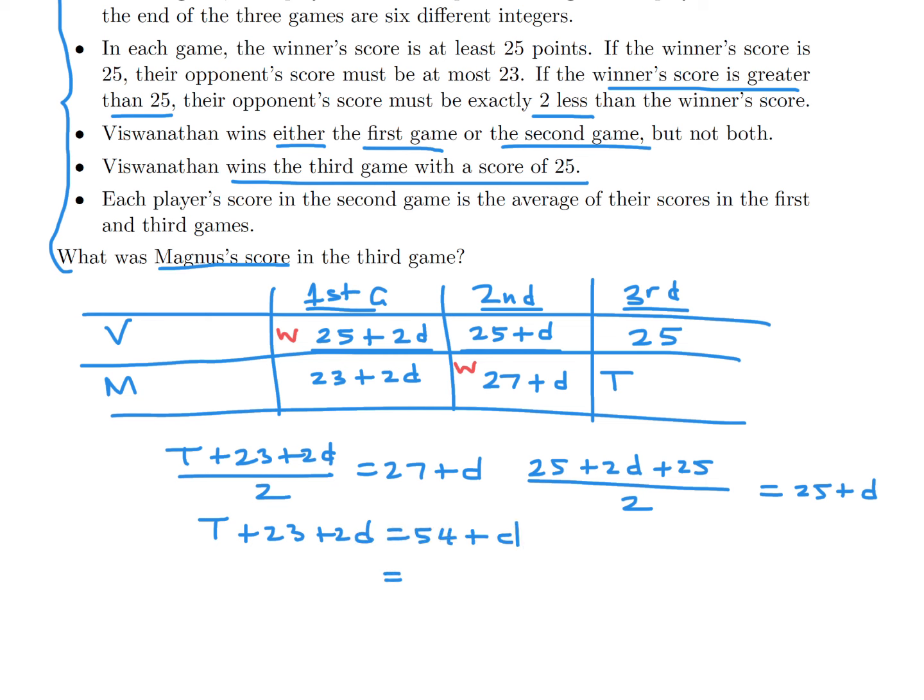And therefore, let's see here. Let me see if I did this right. 2d actually. And then therefore t would be 31. Okay, so t equals 31.